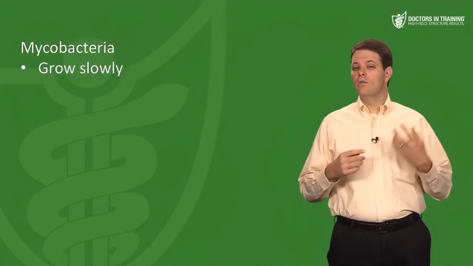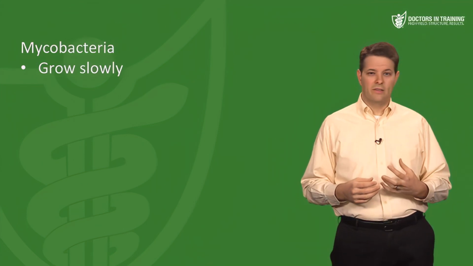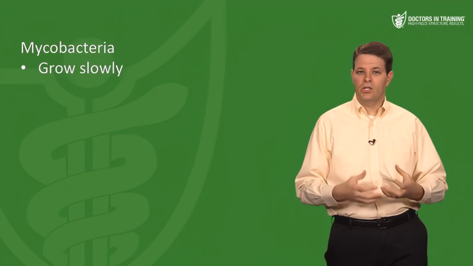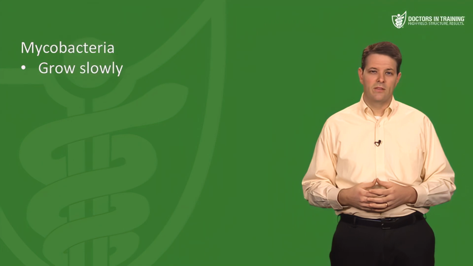For one thing, they grow very slowly. They divide about once every 24 hours rather than once every 20 minutes like E. coli. So this means that growing mycobacteria in culture is a long-term commitment. The lab has to keep it for about 6 weeks.